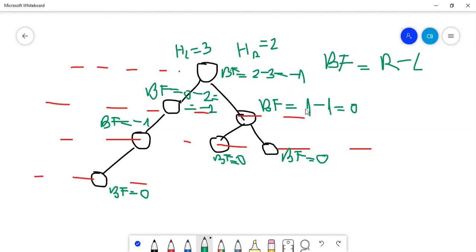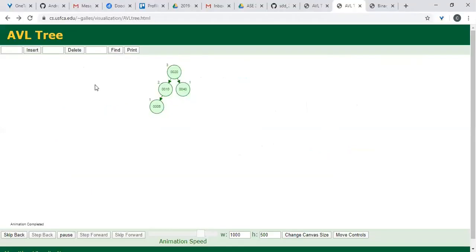I don't know, for me, it makes more sense like this, to compute them like this. But like I said, the algorithm is the same. So if I go back here, and let's insert another one, like 3. So 3 will go here. Okay, now the tree is unbalanced, and you see it's rebalancing it again by doing a reverse rotation.